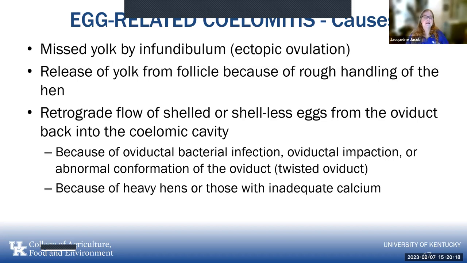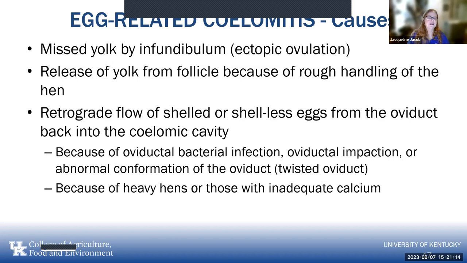It can also happen because of heavy hens. Again, I told you having all that fat in that area can interfere with the flow of the developing egg. And any hens that have inadequate calcium can also cause the problem. Calcium is essential for muscle function. And if they do not have adequate calcium, the oviduct, which is a muscle, doesn't function properly, and that can cause that retrograde flow, or basically the backing up of the shelled or shell-less eggs from the middle of the oviduct. So that's why they changed the name to egg-related coelomitis, because birds don't have the peritoneum.